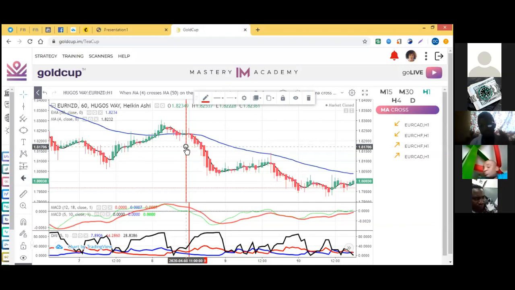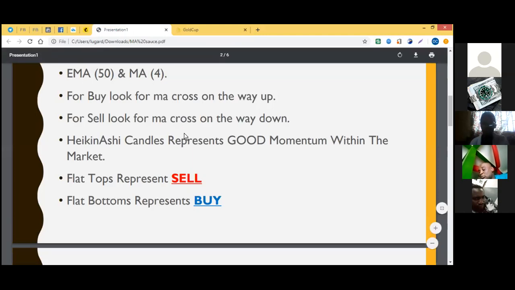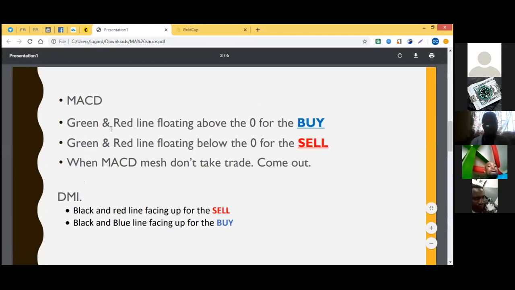You are waiting for a flat top candle, all right? While you're waiting for the flat top candle, you can go ahead to check for your other confirmations. So your number three confirmation is the green and the red line should be floating above the zero for the buy. The green and the red line should be floating above the zero for the sell.